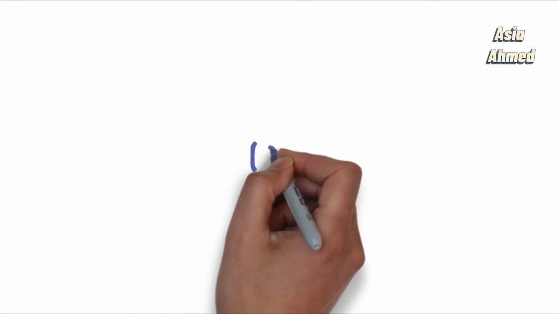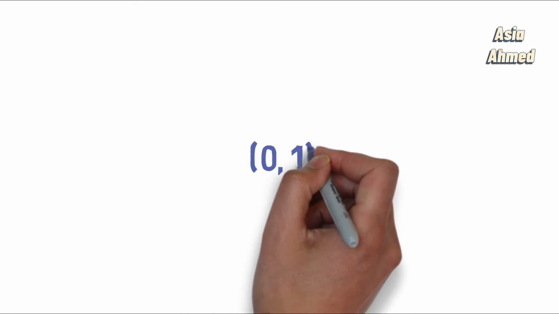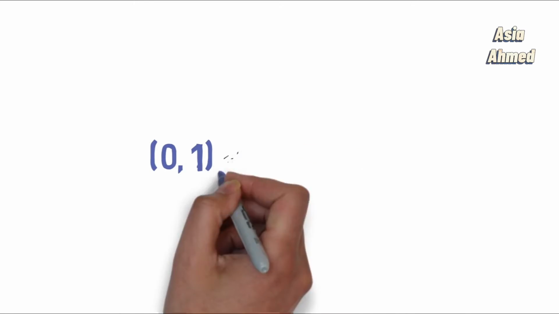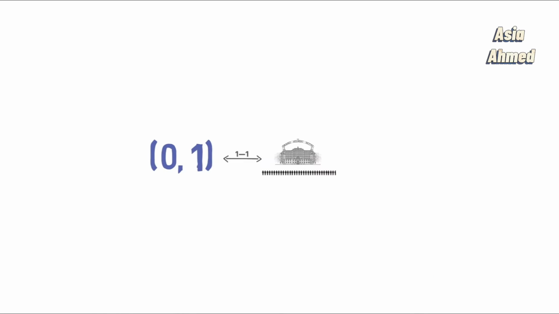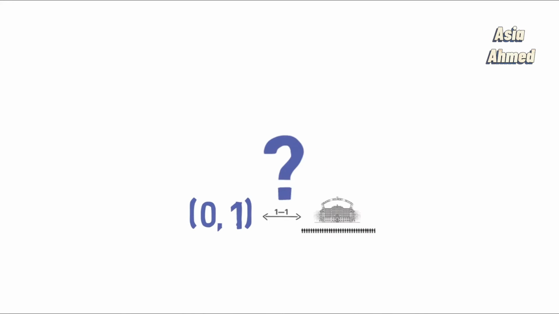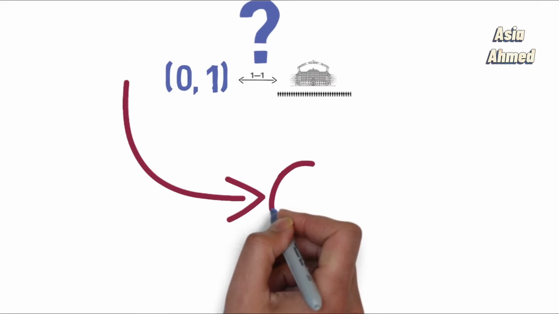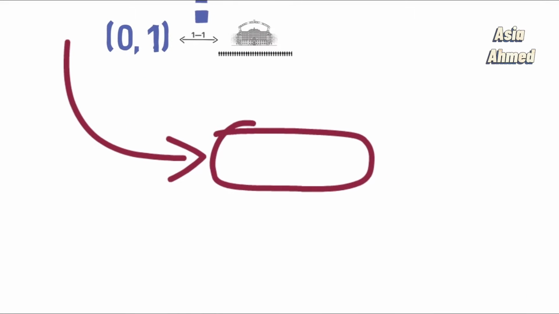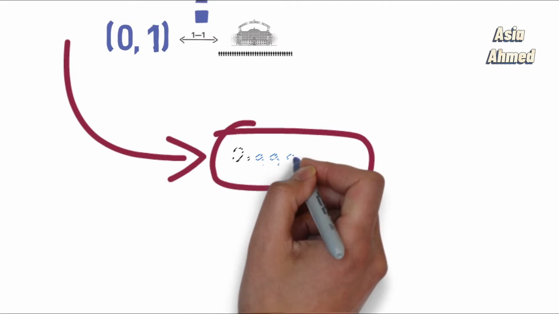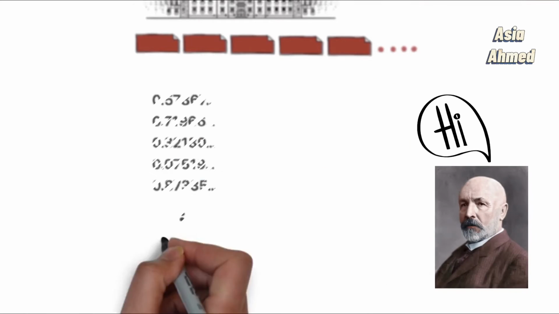What about this set? The open interval from 0 to 1, is it countable or maybe uncountable? Let's try to find a 1-1 correspondence between this interval and the hotel. Before starting, we need to know that every number in this interval is in this form, 0 followed by some decimals. Well, let's see how Cantor solved this problem.